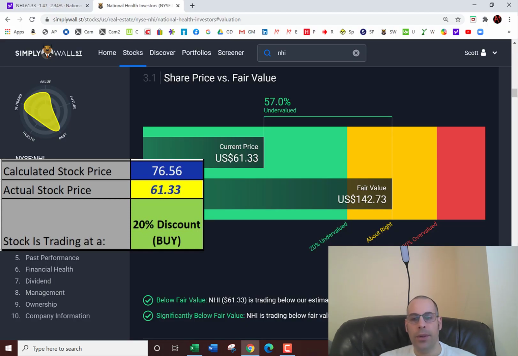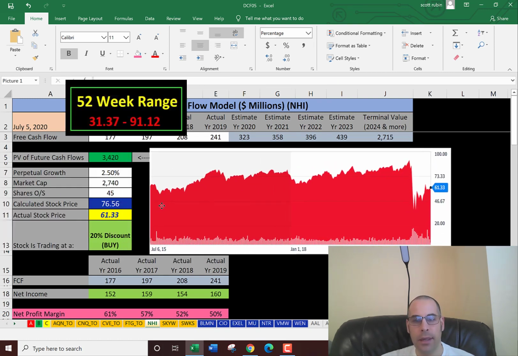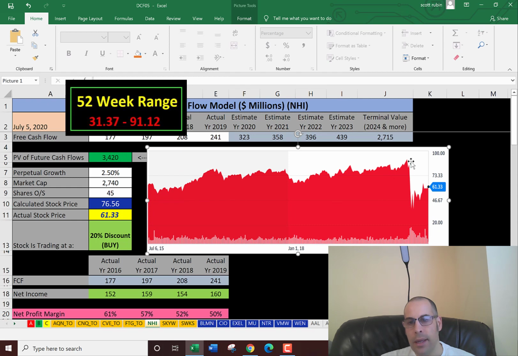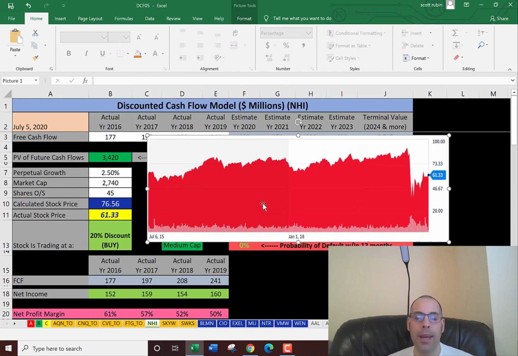Let's see what Simply Wall Street says. They're valuing them at $143, much more than I am. So they think it's a much better value than I do. Let's see where the stock has been trading the past few years. So it was trading in the low 70s for a while, and then it dropped to, looks like, the 40s, and it's come back up to the 60s. So it does seem like it's a good value right now. It depends how you see the future of this company. Maybe senior living facilities are going to struggle during coronavirus. That remains to be seen.